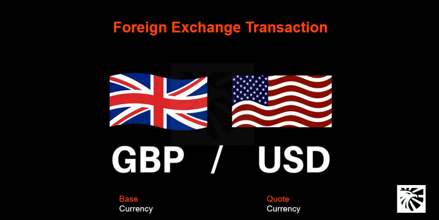In Forex trading, transactions are carried out between 2 currencies. Here we have GBP versus USD, the Great British pound and the US dollar. On the left hand side we have the GBP, the Great British pound, which is the base currency, and on the right hand side, the US dollar USD, is the quote currency.